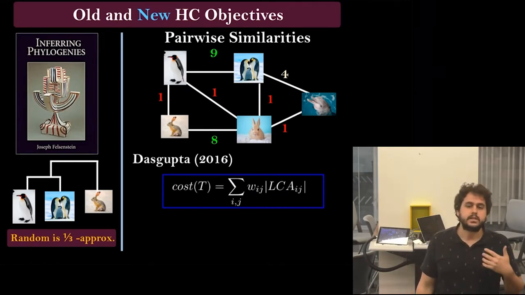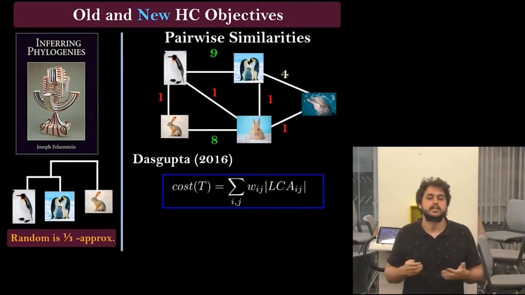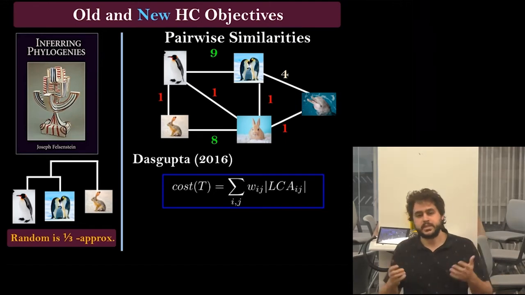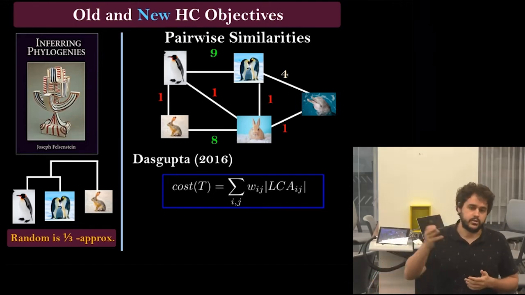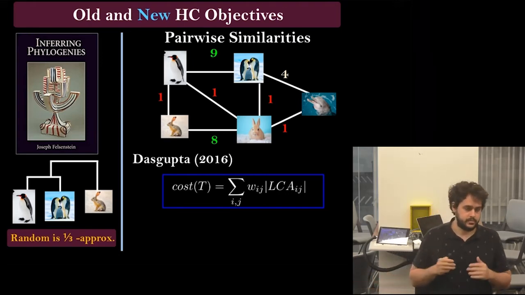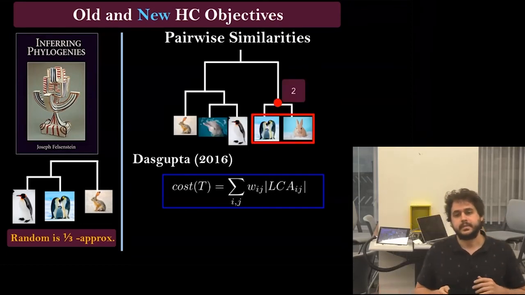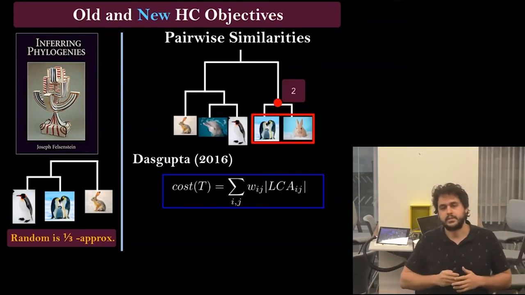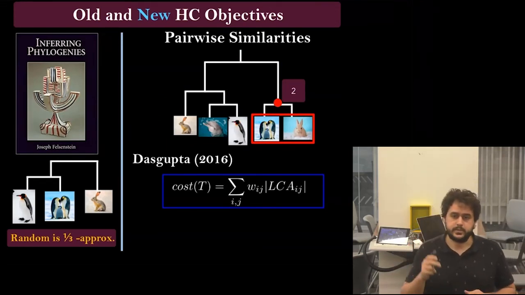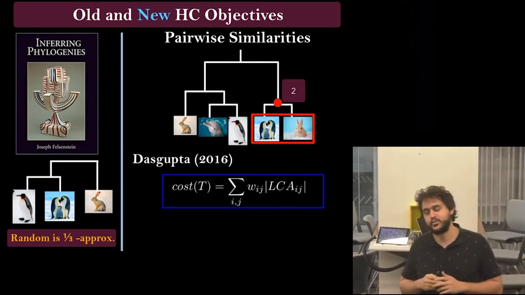And Sanjoy had this idea on how to formulate a hierarchical clustering objective, where you specify the cost of a tree as the sum over all pairs of points, the weight of the edge times the size of the lowest common ancestor of i and j. And let me show you an example so that you understand why this makes sense. Again, this is the wrong tree, so it's a little bit annoying to look at.